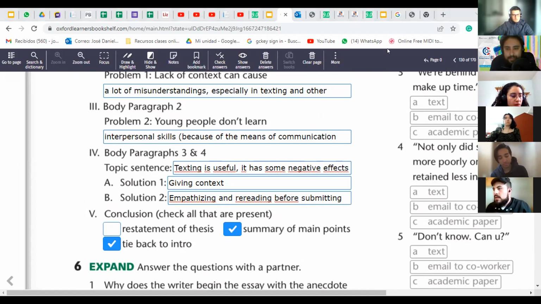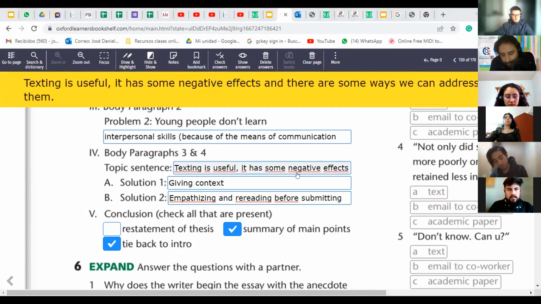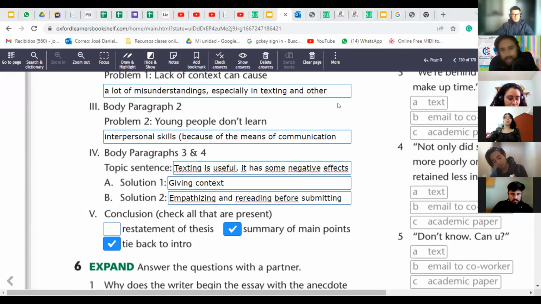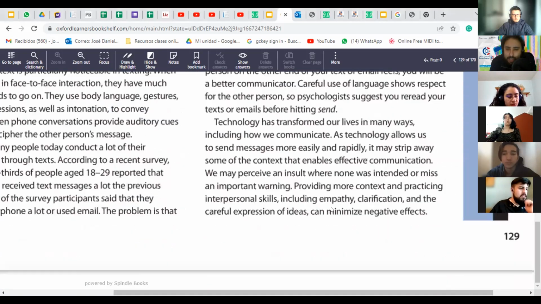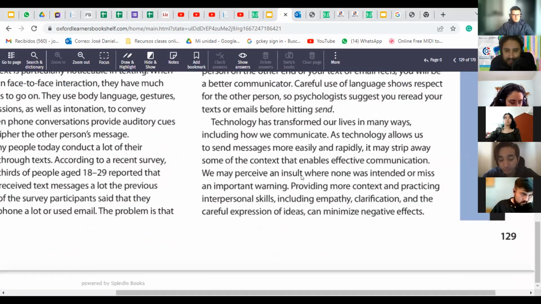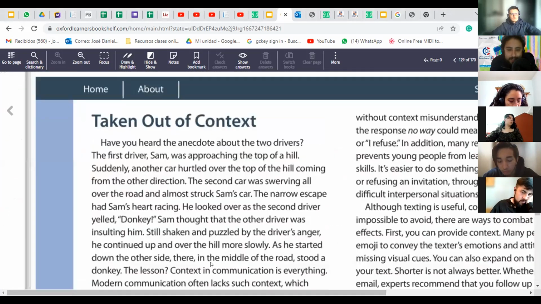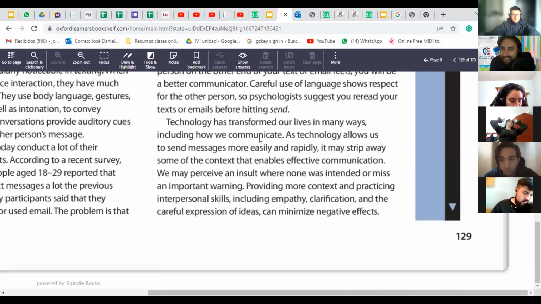For example, it says something like missing an important warning. Maybe this can be the related sentence, right before: we can understand that somebody is insulting us or something like that. We may perceive an insult where none was intended. That's clearly a reference to the story about the person yelling donkey, which was not that the other driver was a donkey, but that there was an actual donkey in the middle of the road.